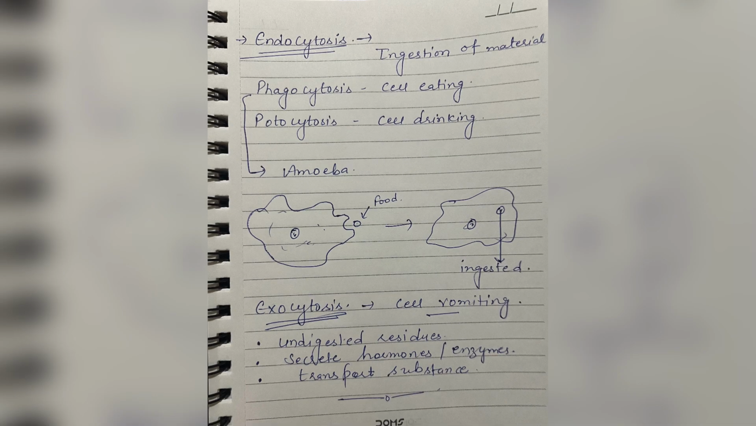Let's move to the last topic of the plasma membrane, that is endocytosis. Now what is endocytosis? Endocytosis is basically the ingestion of material. The plasma membrane also works in endocytosis. Endocytosis is further divided into phagocytosis, in which animals or other organisms can eat solid food material, and pinocytosis, in which the cell can drink water and any other liquid material.